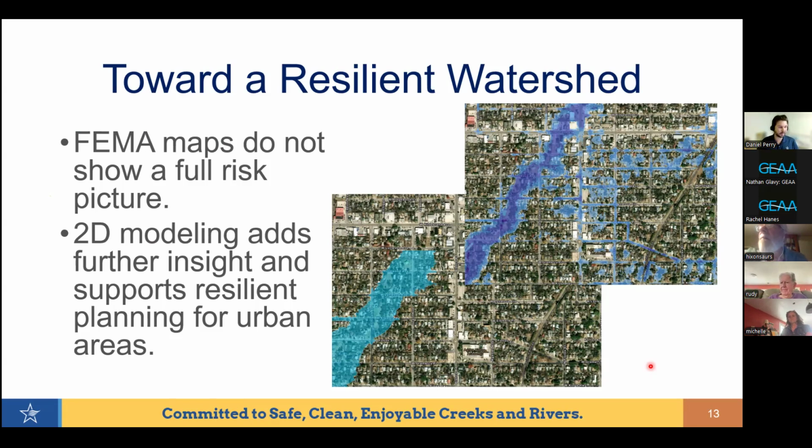So while the FEMA maps are very helpful, and the more accurate they are, the more helpful they are, they don't always show the full picture of flood risk, especially in urban areas. So by using 2D modeling, communities can get a better understanding of how floodwaters flow and also get some extra insight that helps planners create smarter and more resilient protection plans for people and property.